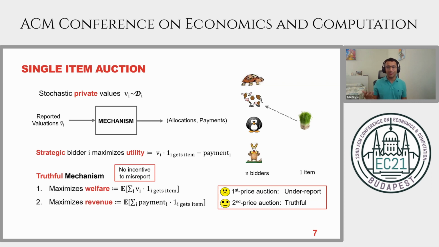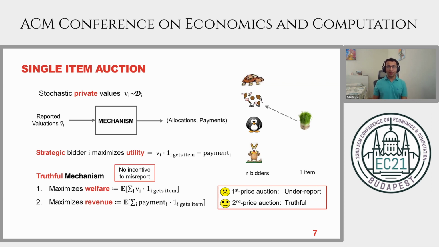On the other hand, the second price auction gives the item again to the highest bidder, but charges them the second highest price. And by simple case analysis, you can show that this is actually truthful. So again, this is a very classical model of auction design. You have these bidders drawing some valuations from some distribution. You know the distribution, you don't know the outcomes, and your goal is to come up with a mechanism so as to maximize welfare or the revenue.